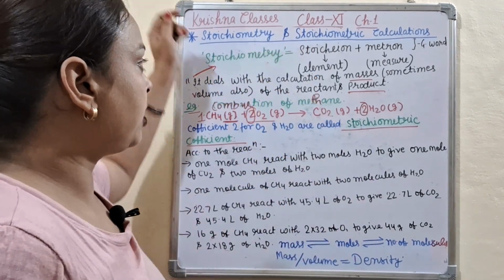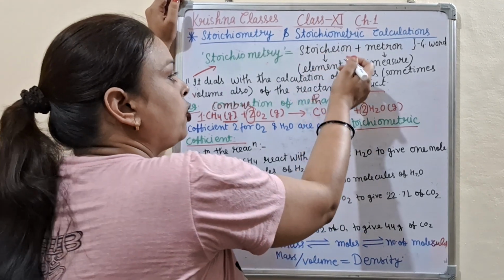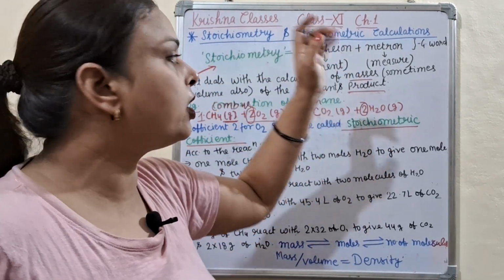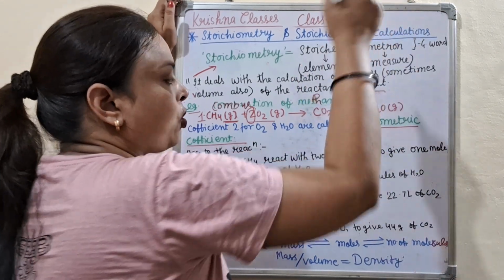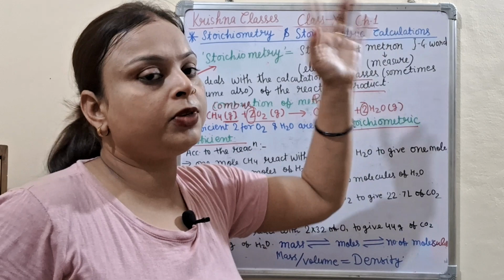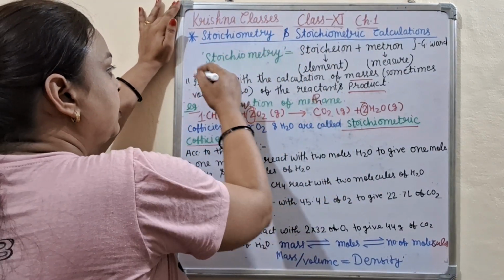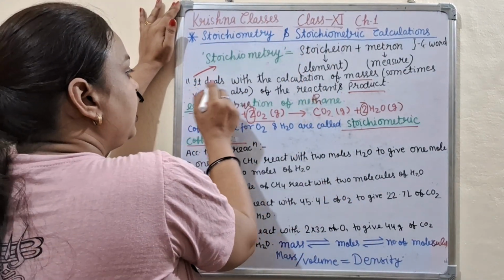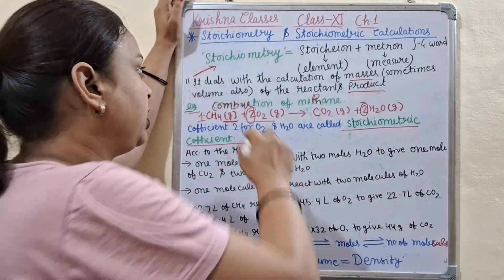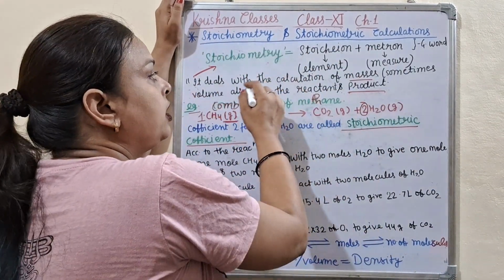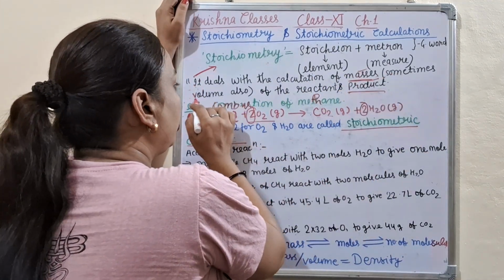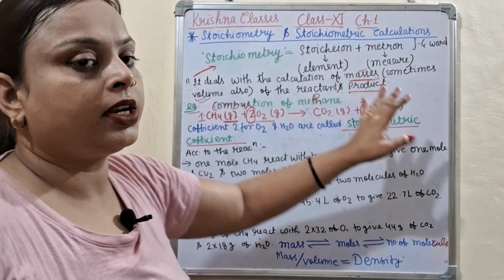stoichiometry. What is the meaning of stoichiometry? Stoichion means element. Stoichiometry is related to two Greek words, stoichion and metron. The meaning of stoichion is element and the meaning of metron is measure. So what is the meaning of stoichiometry? It deals with the calculation of masses, sometimes volume also, of the reactants and products.